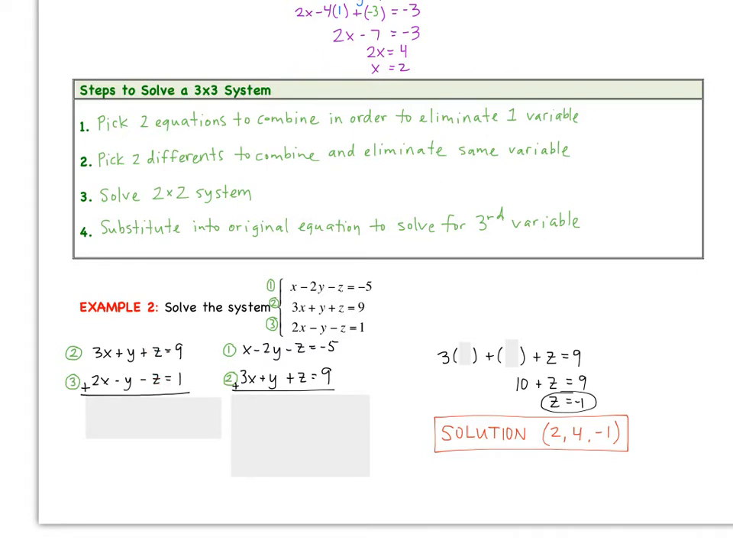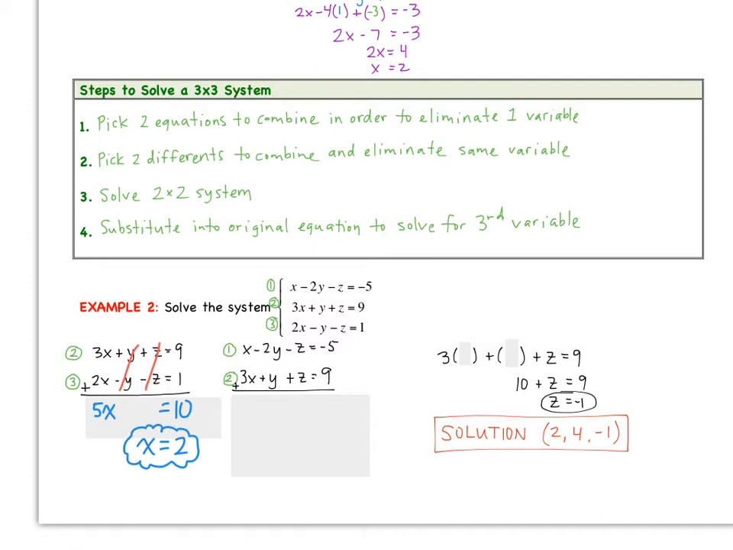So when I add these 2 equations together, I end up with 5x. My y's happen to be eliminated as well, and same with my z's. And I end up with 5x equals 10. So this is actually even better because now I can solve for x right away. When we do that, we're going to get x is equal to 2. So we're going to hold off on this right now, okay?